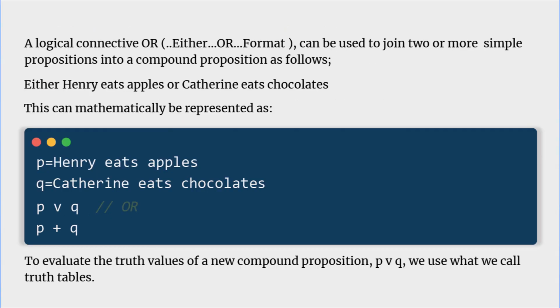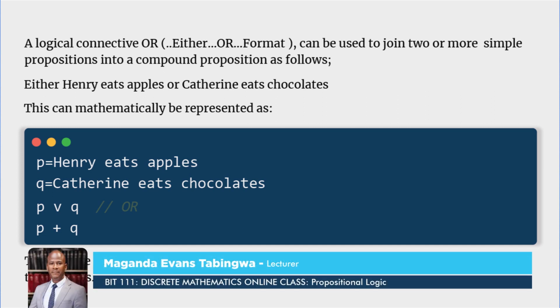So a logical connective of either-or can be used to join two or more propositions to form a compound proposition as follows. So if you have P is equal to Henry eats apples and Q is Catherine eats chocolates, we can use the either-or to form an English statement to combine those two. And we can read it as follows in English. Either Henry eats apples or Catherine eats chocolates. So what we realize here is that we had two simple propositions which have now been joined using the word either-or, to form a compound or complex proposition.